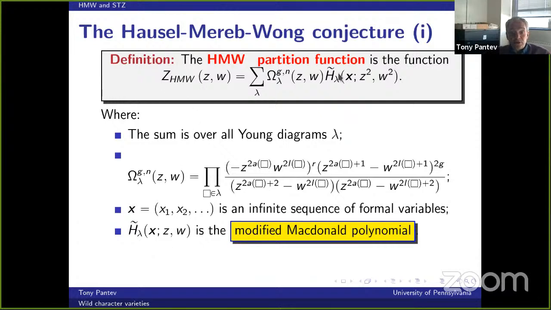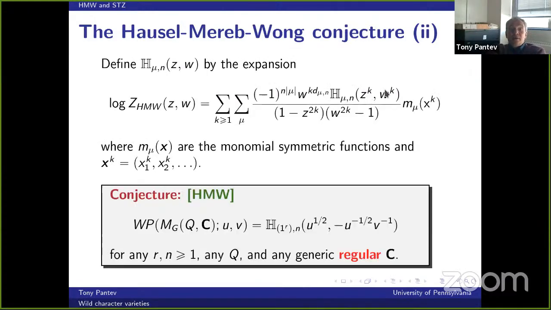So there is this Hausel-Mereb-Wong partition function given by this expression. And the conjecture that Hausel, Mereb, and Wong made is that if you expand this partition function, or the logarithm, the free energy corresponding to it, into the coefficients given by the monomial symmetric functions in the labeling variables x, then these coefficient polynomials are, up to reparametrization, exactly the weighted Poincaré polynomial of the irregular character variety for the regular class C given by the partition.